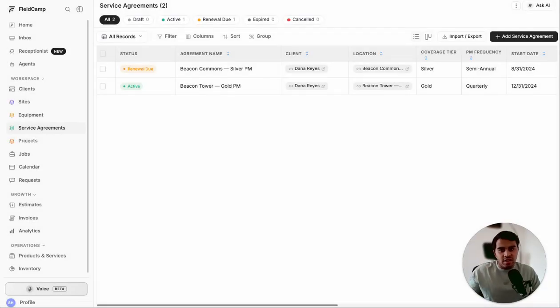One-off calls are a treadmill. You're only as good as next month's phone ringing. Contracts are the business. Here's the preventive maintenance agreement that schedules and bills itself. So commercial revenue is recurring.